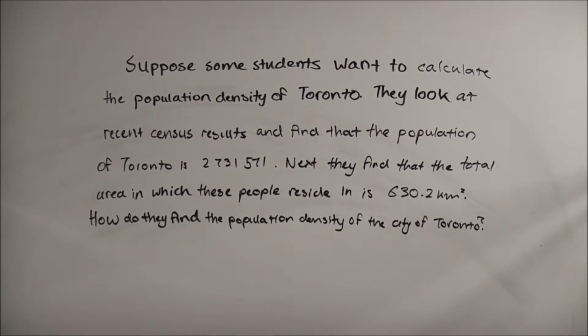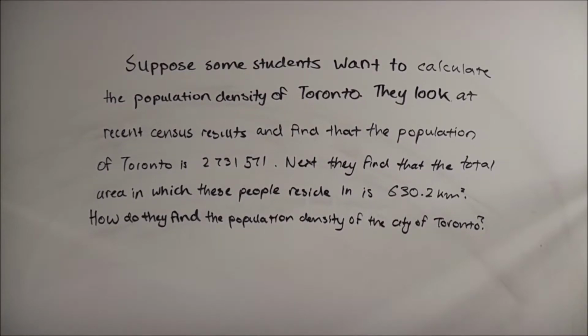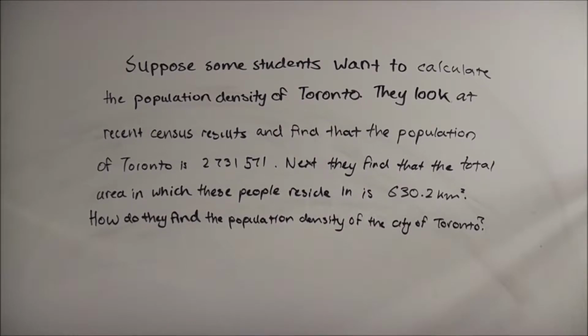Let's start off with an easy one. Suppose some students want to calculate the population density of Toronto. They look at recent census results and find that the population of Toronto is currently at 2,731,571 people. Next, they find that the total area of which these people reside in is 630.2 square kilometers. How do you find the population density of the city of Toronto?